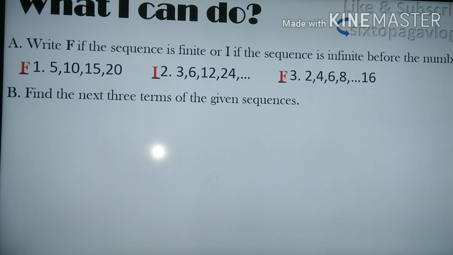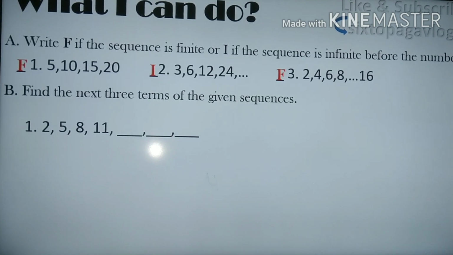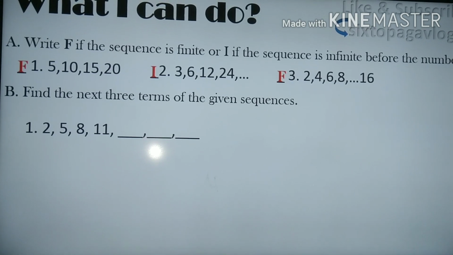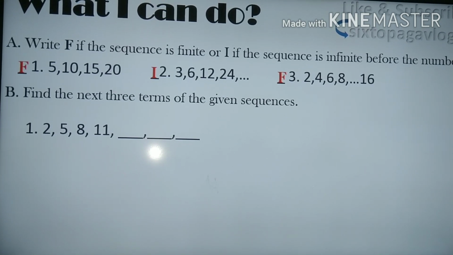Question B. Find the next 3 terms of the given sequences. Okay, question 1. Try to find the answer, the next 3 terms. The given are 2, 5, 8, 11. As I said, you are going to look for the pattern first, okay? Let us see. The first answer is 14, 17, and 20. So what is the pattern? Adding by 3.